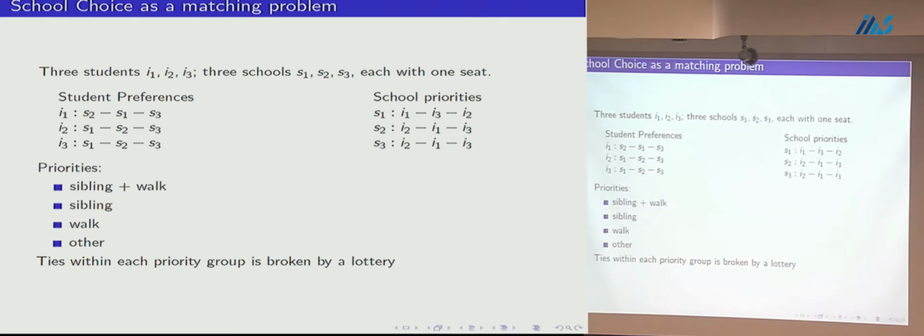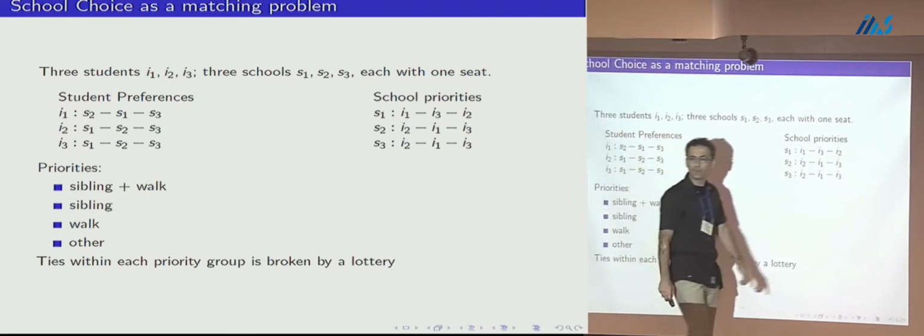For example, in the old days in the Boston public schools, the priorities were determined by whether a student has a sibling that is attending a school, or if a student lives within a walk zone of a school. And the highest priority would go to the students who have a sibling and who live within the walk zone. The next highest priority would go to the students with only siblings attending the school, and so on. And these are actually thick classes. There are many students in this priority group, many students here and many students here. Ties would be broken by a lottery among each class.